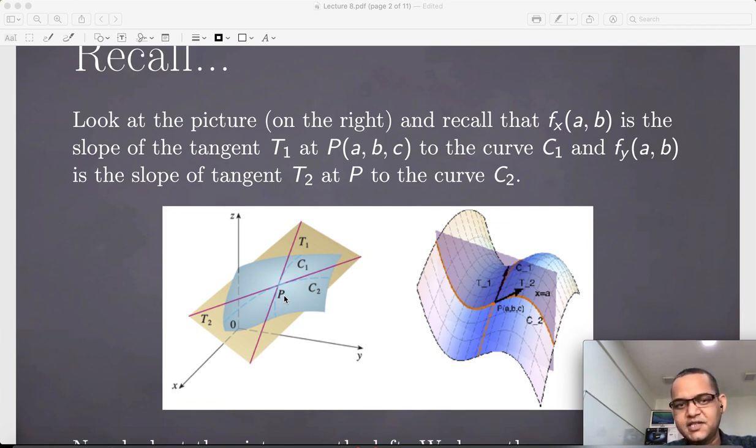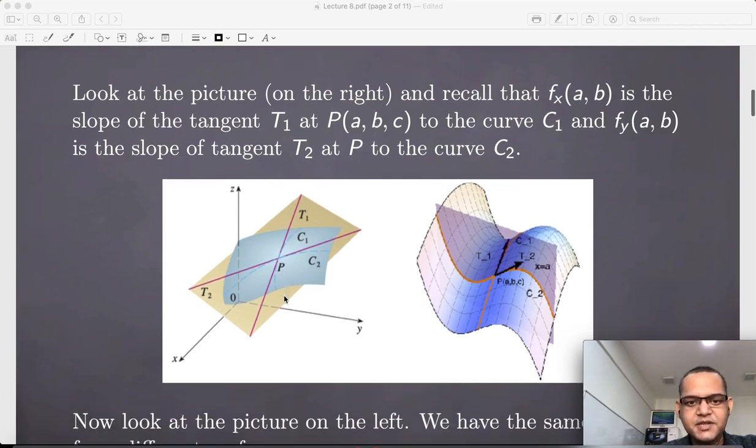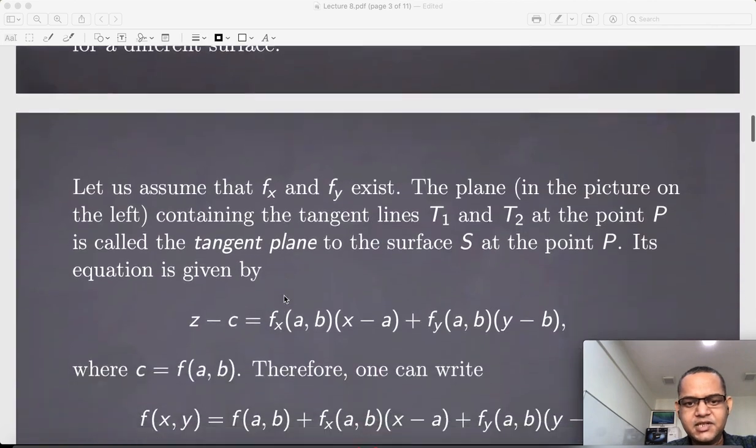The tangent line, what does it do? It gives you how the curve is changing, and it gives you a linear approximation to that, isn't it? So basically we are going to just do the same thing over here also.